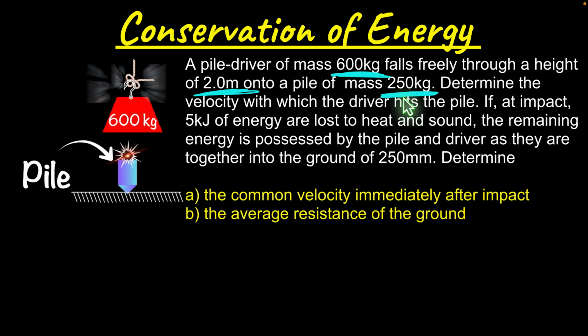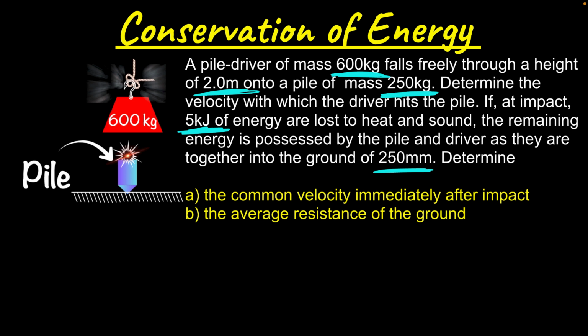Now, after the impact, some amount of energy will be lost to either sound or heat, and that amount here is 5 kilojoules. Now, what we need to do is to basically determine the common velocity immediately after impact and the average resistance of the ground. Now together they are going to travel 250 millimeters. So let's get into the step-by-step solution here.